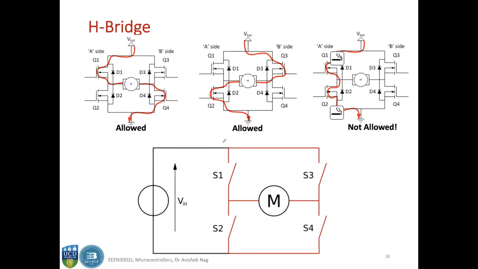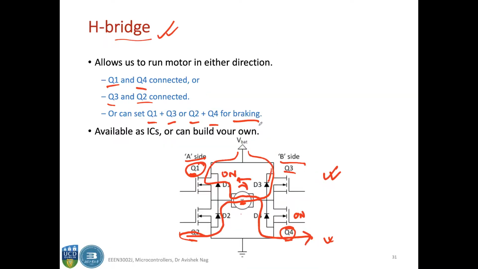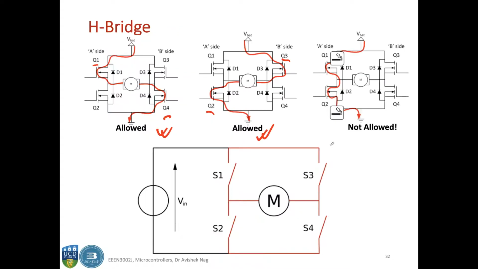So these are the 2 allowed states, where you can have either Q1 and Q4 connected or Q3 and Q2 connected. So these are the allowed states. Sorry, the direction of the current would be like this, as in the previous slides. Anyway, these are the 2 allowed states, and this is not allowed, as I said. It will have a short circuit along this A side, and a very high current will be drawn, and this might burn the circuit.